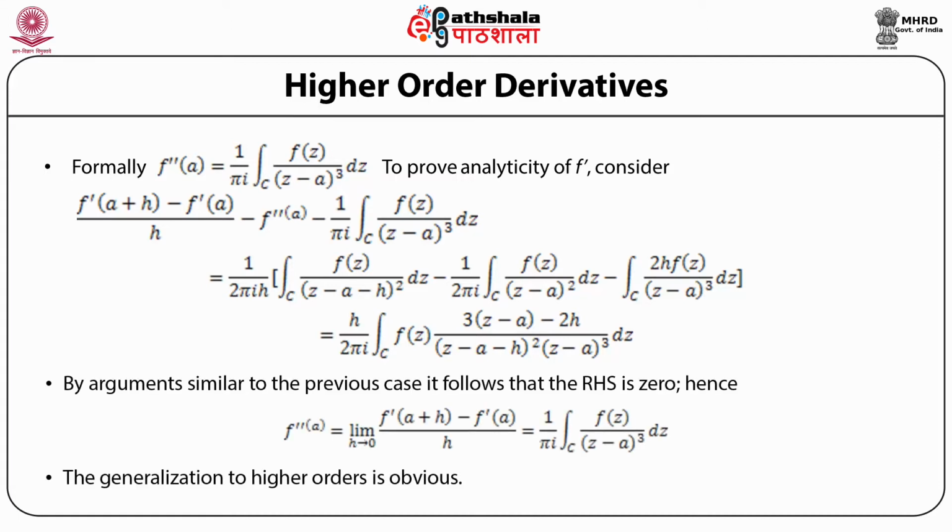By arguments similar to the previous case, it follows that the RHS is 0, hence f double dash a is equal to the limit as h tends to 0 of f dash (a plus h) minus f dash a divided by h, equal to 1 divided by pi i into integral C f(z) divided by (z minus a) whole cube dz. The generalization to higher orders is obvious.